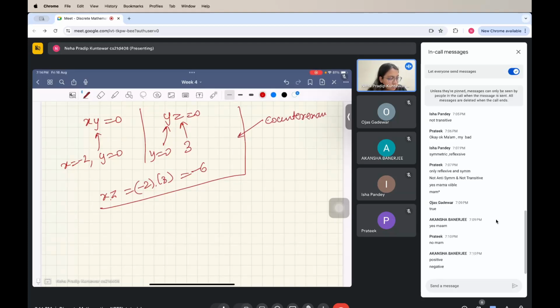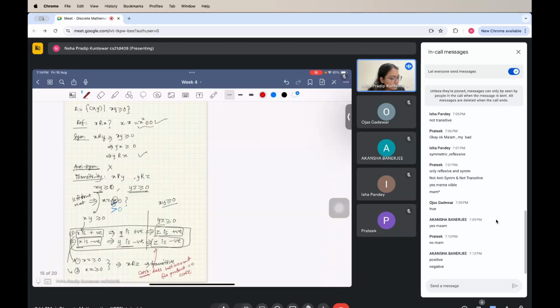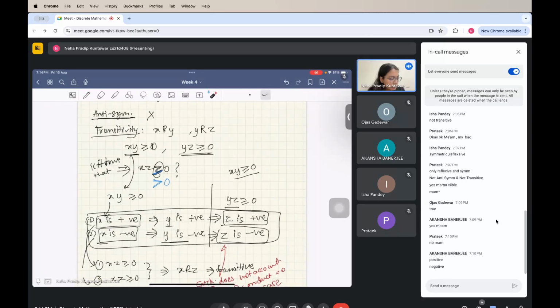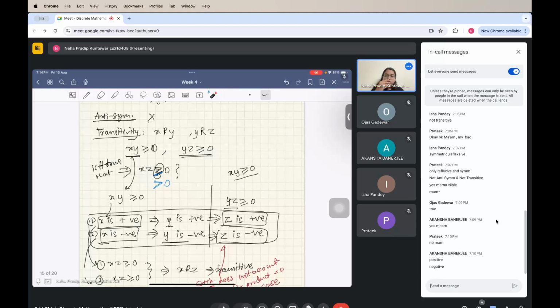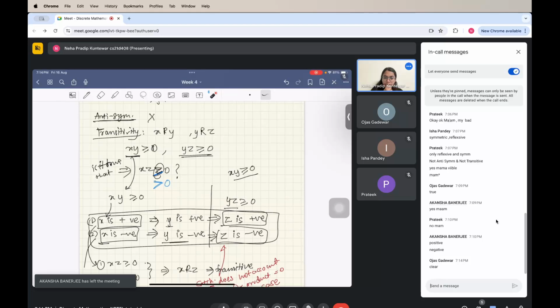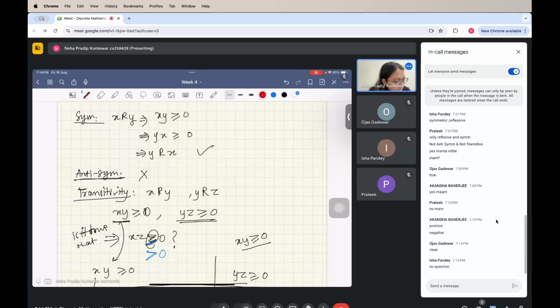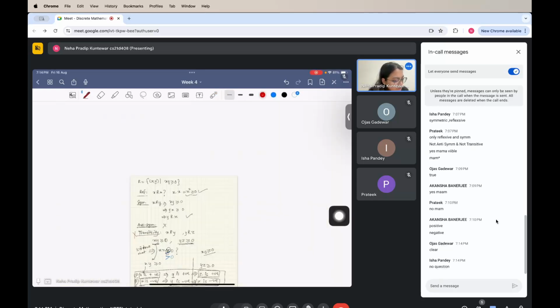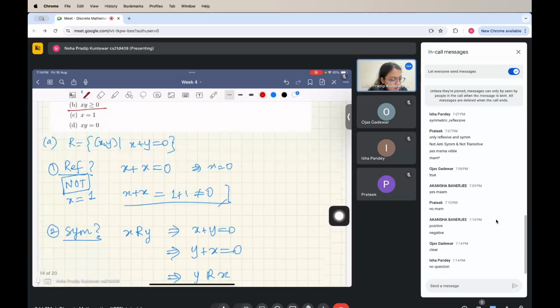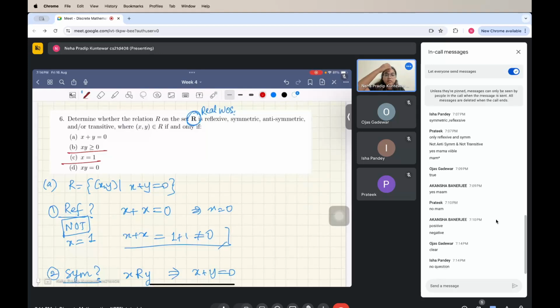I hope I did not end up confusing with this analysis. Please let me know if there are any questions about this part that we did. Okay, good. So this relation is not transitive. What about C?